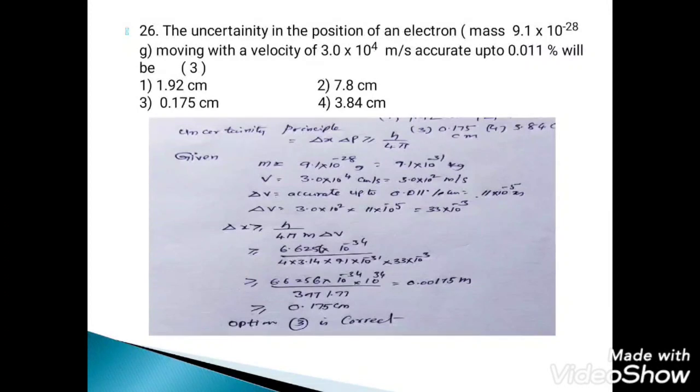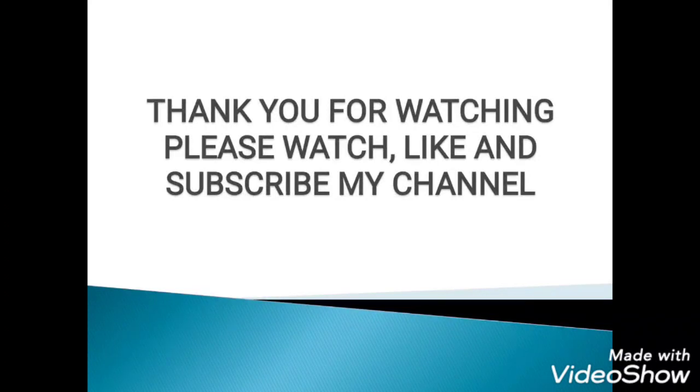Delta x, the uncertainty principle formula only you have to use: delta x into delta p greater than or equal to h by 4 pi. The given data has to be substituted in this one, then delta x can be easily calculated as shown in the problem. 0.175 centimeters you will get. Okay, 0.175 centimeters will get it, and the option is 3. So now the atomic structure chapter is over.